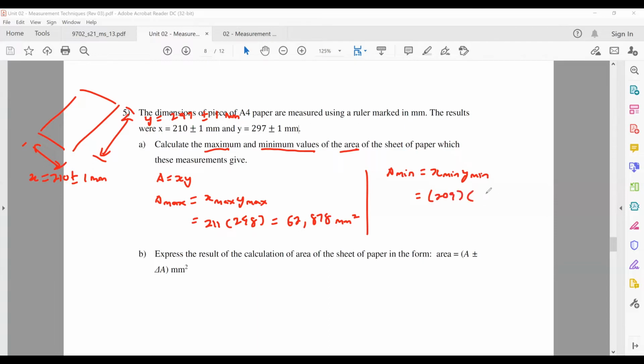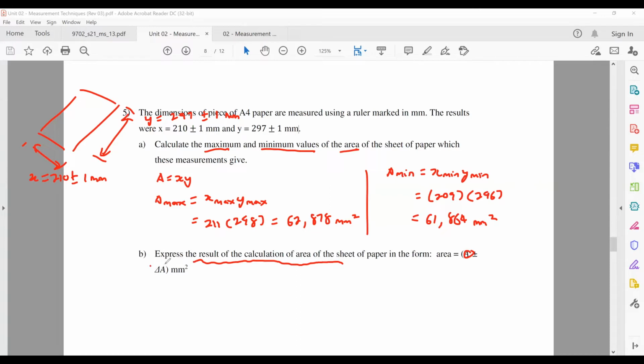So A min is going to be X min times Y min, which would be 209 multiplied by 296. Okay, because you have the plus minus here, right? So you just plus and minus accordingly to get the maximum and minimum values. So this one is 209 times 296. You're going to get 61,864 millimeters squared.